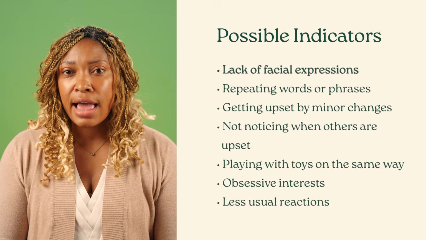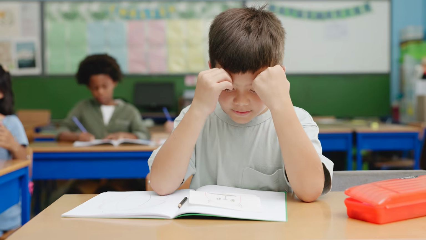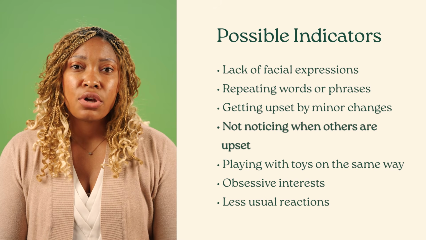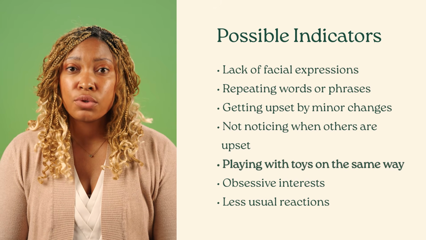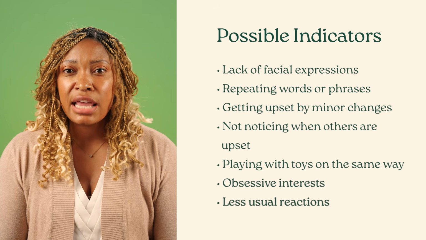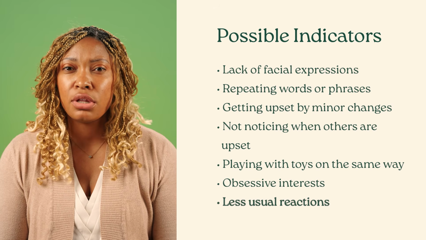According to the CDC, some possible indicators of autism in children include a lack of facial expressions, repeating words or phrases over and over, getting upset by minor changes, not noticing when others are upset or hurt, playing with toys in the same way without variation, obsessive interest and less usual reactions to the way things smell, taste, feel, or look. Support can come in different ways depending on a person's requirements.